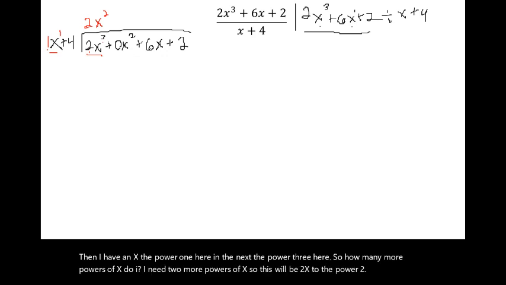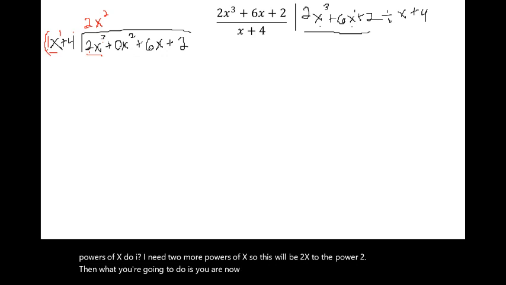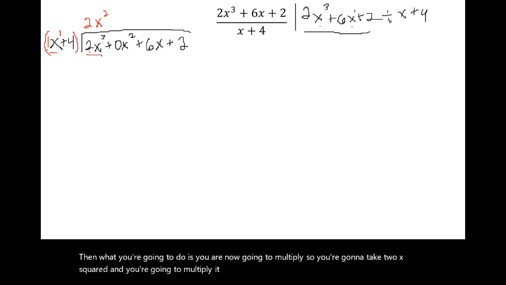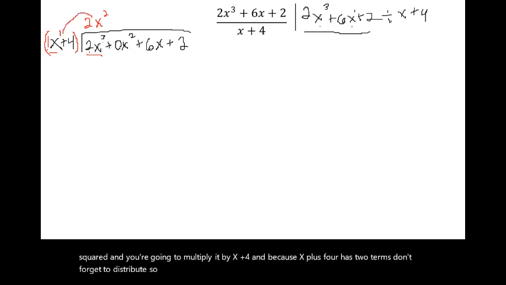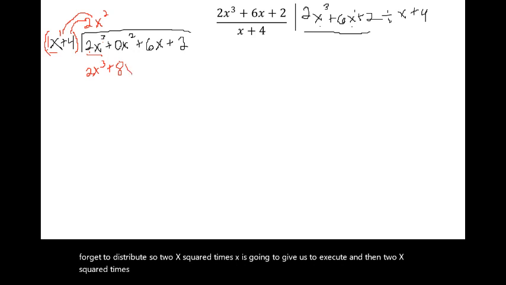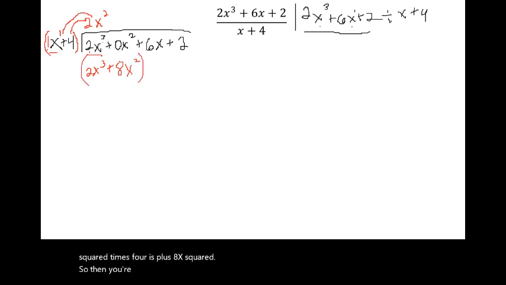Then what you're going to do is now multiply. So you're going to take 2x squared and multiply it by x plus 4. And because x plus 4 has two terms, don't forget to distribute. So 2x squared times x is going to give us 2x cubed. And then 2x squared times 4 is plus 8x squared. So then you're going to put parentheses around both of these and you are going to subtract.